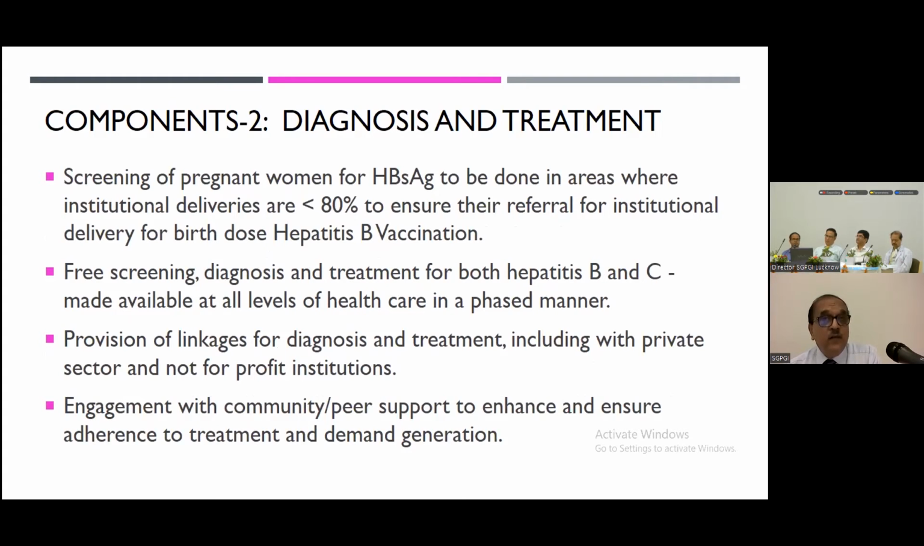Diagnosis and treatment, I have told you that once you diagnose, the diagnosis should be at the point of care, at the site. And then free screening, diagnosis and treatment for both hepatitis B and C must be made available at all levels of healthcare in a phased manner, and there must be provision of linkage of the diagnosis and the treatment. Once you diagnose, the person must be linked for treatment within a week or so, the next day, I would say. If the gap is prolonged, then there are chances that even after making a diagnosis, the person would not get the treatment. So the linkage of the diagnosis and the treatment is very, very important.